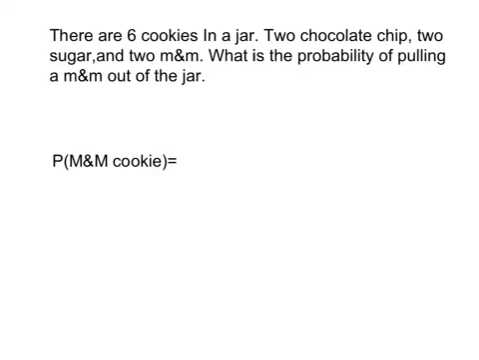There are 6 cookies in a jar: 2 chocolate chip, 2 sugar, and 2 M&M. What is the probability of pulling an M&M cookie out of the jar? So there are 2 cookies that are M&M out of a total of 6 cookies. So you would reduce it. 2 goes into 2 1 time, and 2 goes into 6 3 times. So you'd have a 1/3 chance of pulling an M&M cookie out of the jar. And your label would be chance.